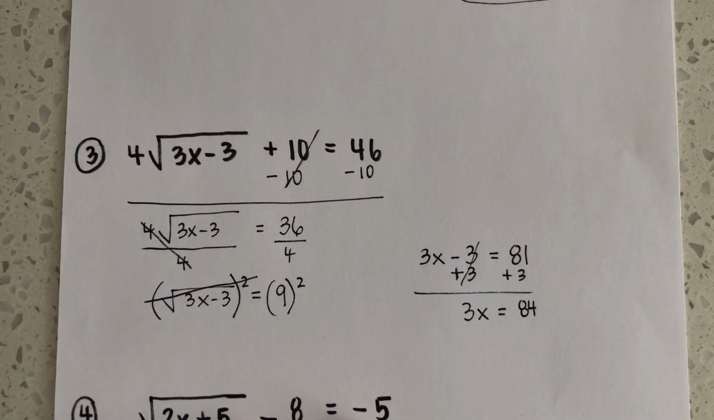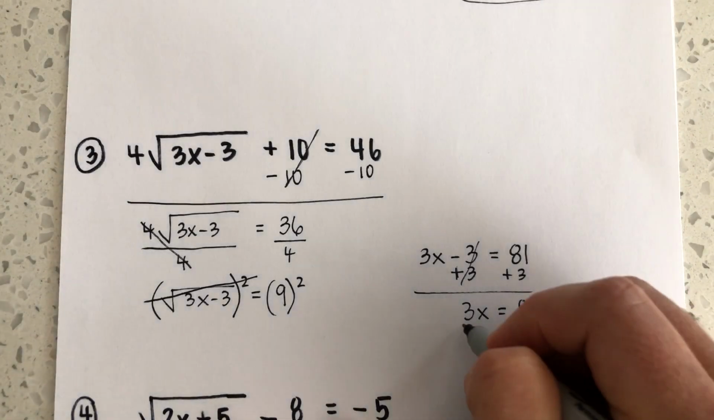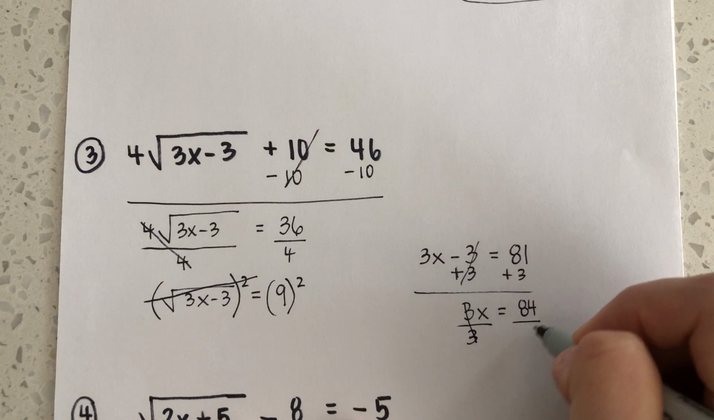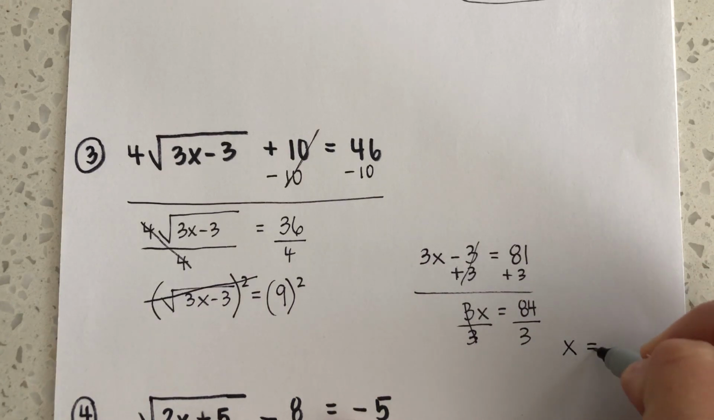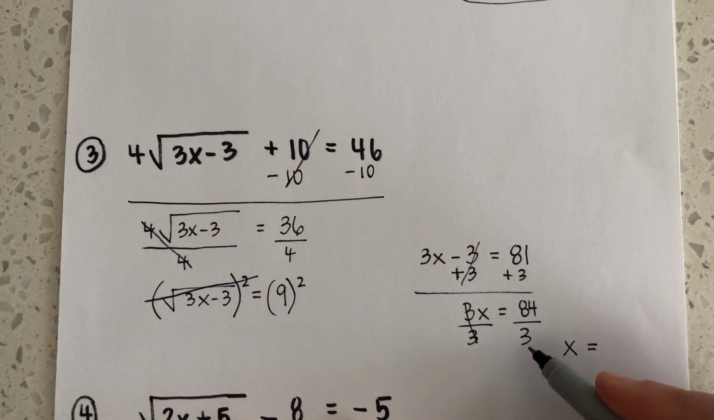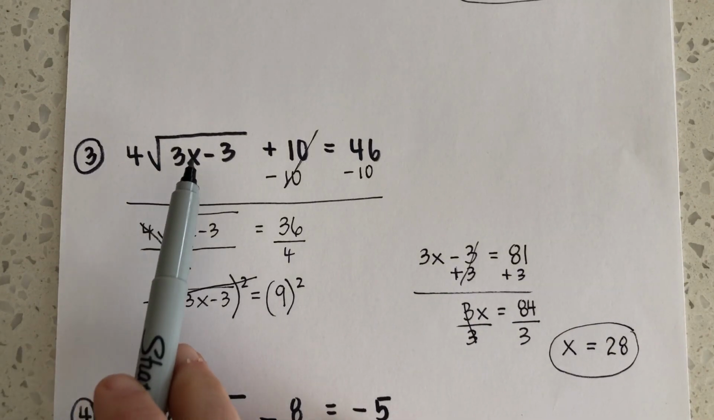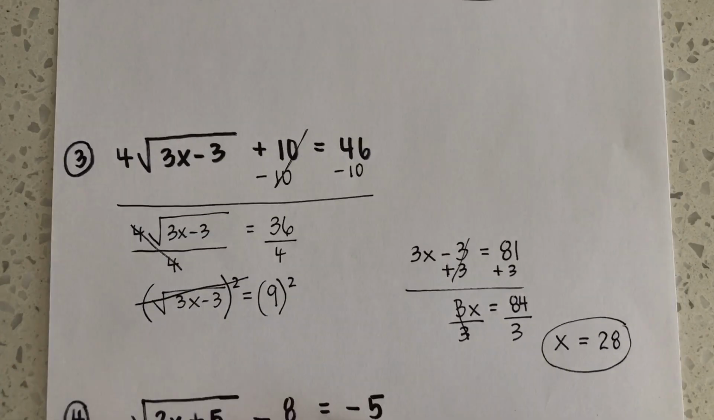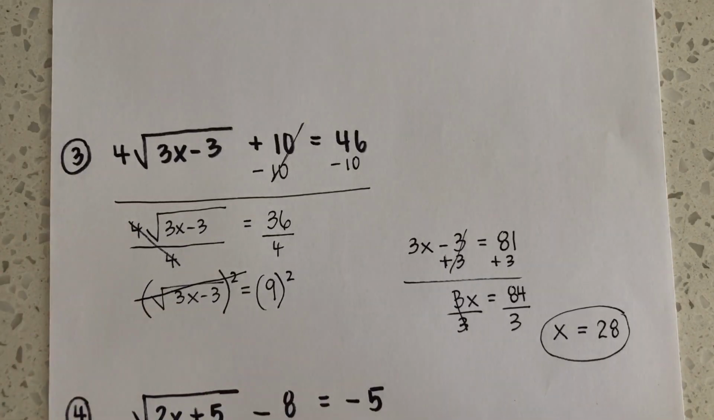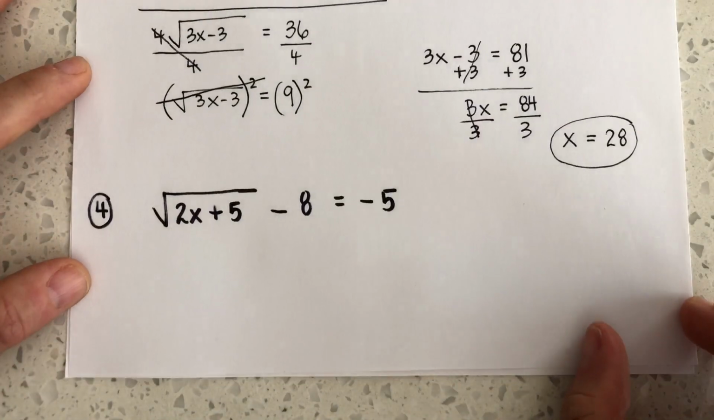All right, and then last thing we have to do is divide by 3. And x will equal 84 divided by 3 is 28. And you're done. In order to make this equation true, x has to be 28. And you can plug it back in and check, and you'll see that it's true. Okay? All right. How about this one?